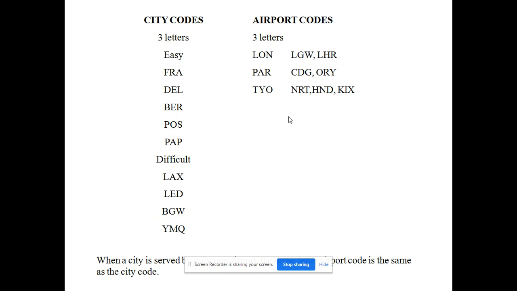The city code will also go for the airport code. Likewise, HYD and others. So if there is only one airport, the city code and the airport code will be the same. Now, if there are more airports in a particular city, then your airport code comes separately. For example, in London, you have LGW and LHR, Gatwick and Heathrow airports. So London has two airports, so you have the city code different and the airport code different.